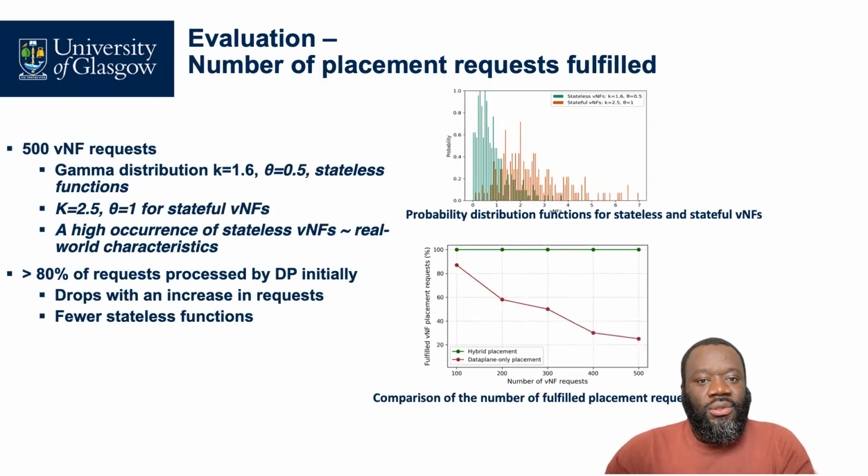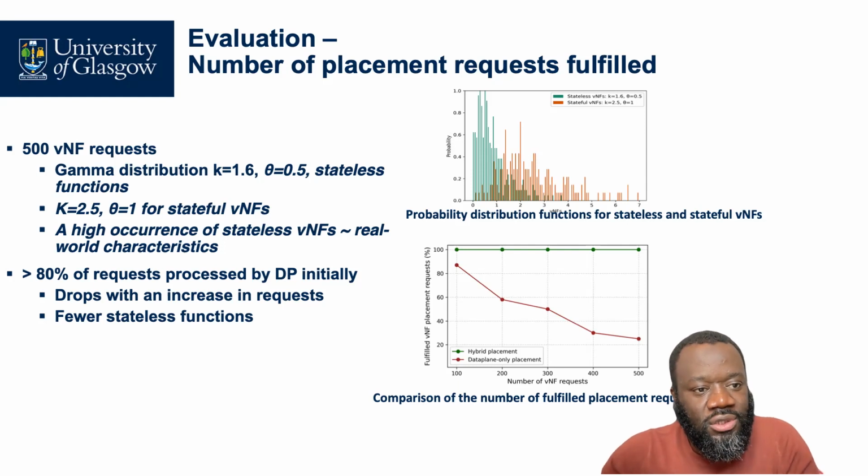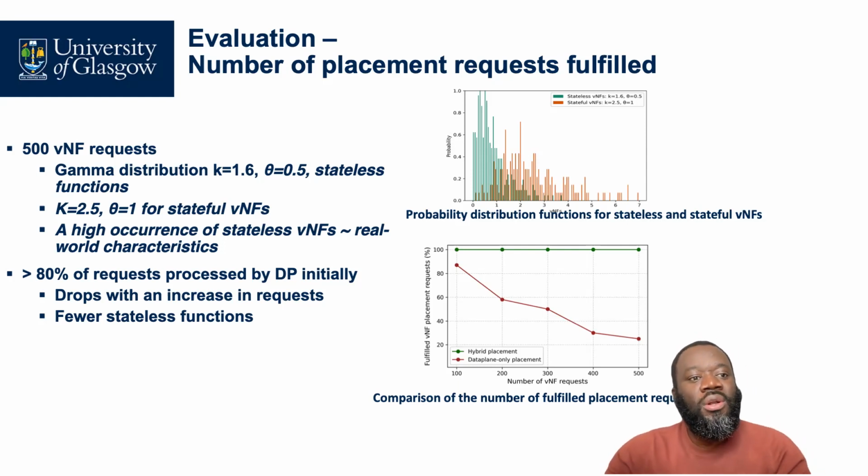Another evaluation we carried out was the number of placement requests that have been fulfilled. If we are unable to place all network functions on the data plane due to its inability to cater to all types of functions, then we should be able to evaluate what number of placement requests are being fulfilled, because requests coming from users are pretty random, and we should be able to cater to that. So 500 vNF requests were generated for that as well.